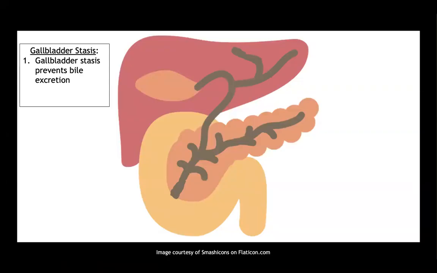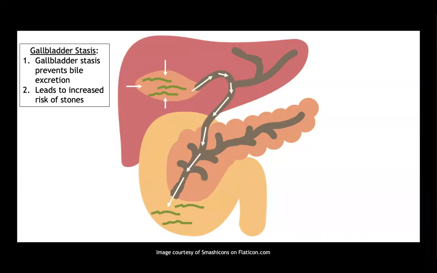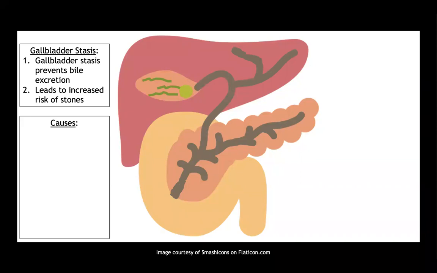Gallbladder stasis would prevent bile excretion, and this can lead to an increased risk of stones. So if you could imagine, here's our bile. If it's flowing out this outflow tract, then we have no problems. But the problem is if it's just sitting there for too long, you can start to develop gallstones. What causes gallbladder stasis in the first place? Oh, pregnancy is a common contributor, and that's because progesterone promotes gallbladder stasis, so you're at higher risk of gallstones in pregnancy.